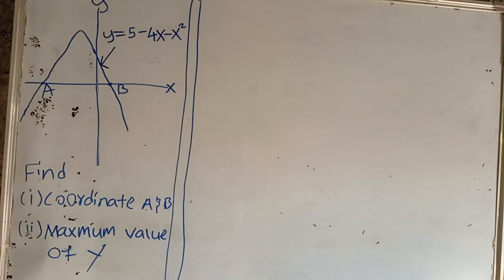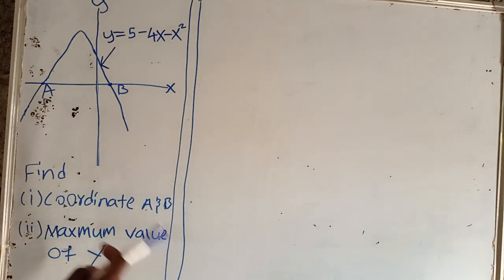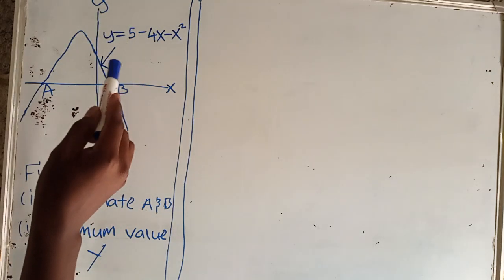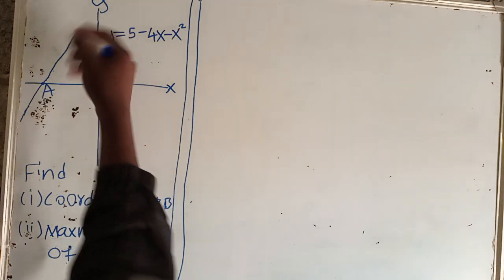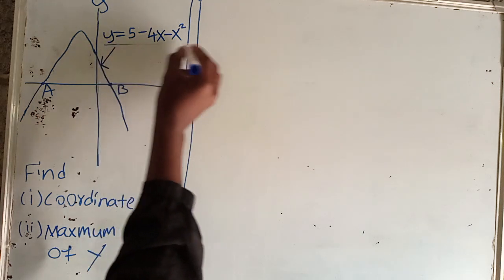Okay, so this is a quadratic function, and I just want to show you the easiest method that you can use to find the coordinates of A and B and the maximum value of y. And they have labeled this graph as y is equal to 5 minus 4x minus x squared. So the first thing that you do, you forget about this diagram. First, you get this equation.